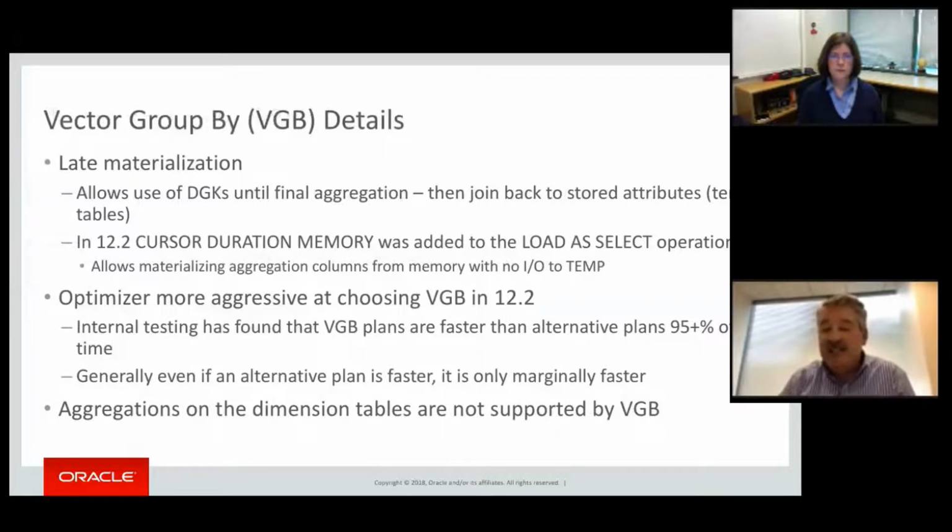And last but not least, aggregations on the dimension tables are not supported by vector group by. So you'll get a traditional hash group by or a sort group by if you've got aggregations on dimension tables, which is not typical. Typically you're using the dimension tables as join keys to get a subset of data, and then you're doing the aggregation on the fact table. So that's generally not an issue, which is one of the reasons it's not supported, other than it being difficult to implement.